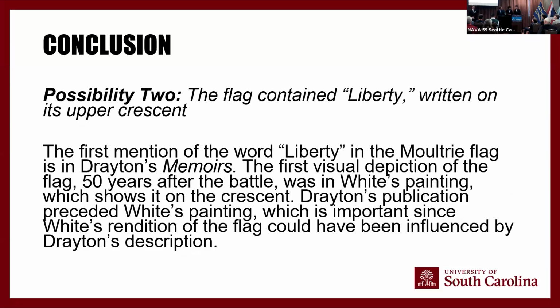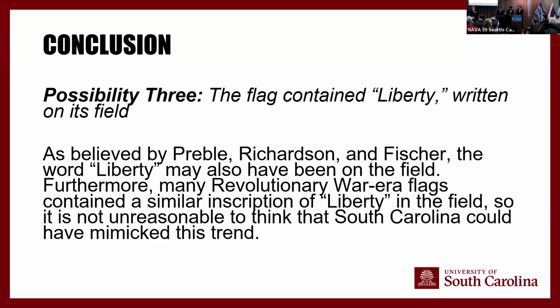Another possibility is that the flag contained liberty, but it was written in the upper crescent. However, these accounts only started to come about 50 years after in paintings, and I'm pretty sure that Lipscomb would have called this a northern reconstruction. And the final possibility is Preble's possibility, in that the word liberty was written on the field of the flag. This is also not too wild to assume, given that other Revolutionary War era flags had the word liberty emboldened on them as well.